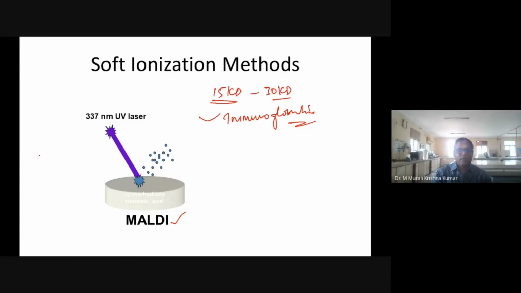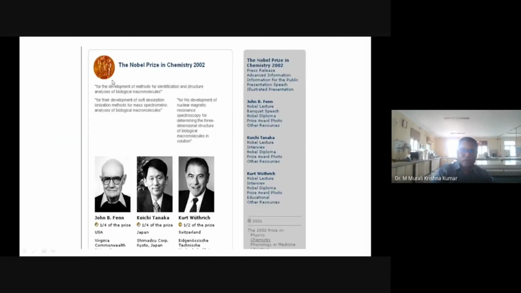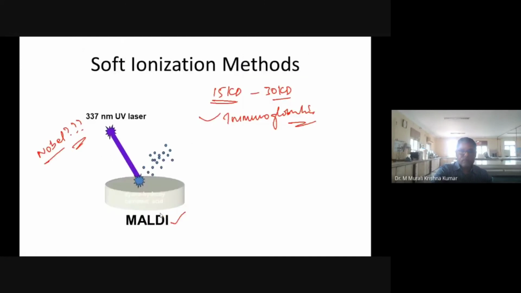The reason why the Nobel Prize was given is because protein structural elucidation is one of the toughest challenges before the scientists. So that's the reason why scientists who have contributed to protein analysis, like just now I have shown you, the scientist Kurt Wüthrich, who is responsible for three-dimensional NMR spectroscopy. Tanaka and Fenn are responsible for the mass spectrometry analysis. Okay, so the three-dimensional structure of protein could be elucidated. So that's the reason why the Nobel was given.